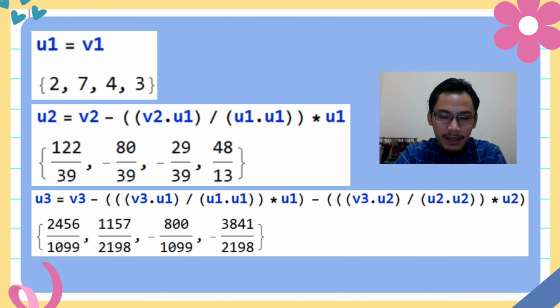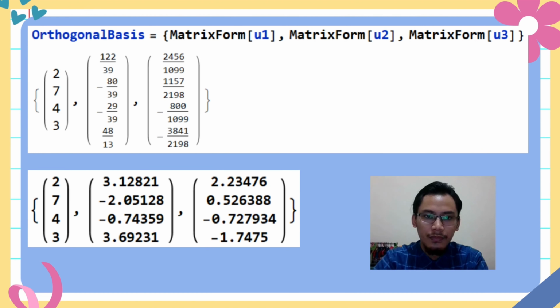And U3 is equal to V3 minus (V3 dot U1 divided by U1 dot U1) times U1 minus (V3 dot U2 divided by U2 dot U2) times U2, which is equal to 2,456 over 1,099, 1,157 over 2,198, negative 800 over 1,099, and also negative 3,841 over 2,198. So the orthogonal basis for the matrix is 2743, 3.12821, negative 2.05128, negative 0.74359, 3.69231, 2.23476, 0.526388, negative 0.727934, negative 1.7475.